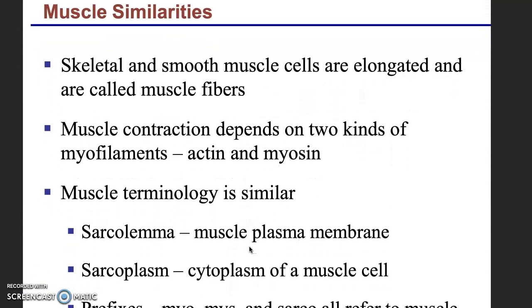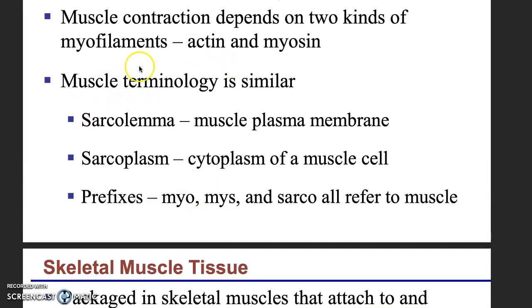Okay, so now we're going to be talking about muscle similarities. Skeletal and smooth muscles are both long, and they're also called muscle fibers, but skeletal muscles are very long. And all 3 muscles require 2 different types of filaments, which are actin and myosin.